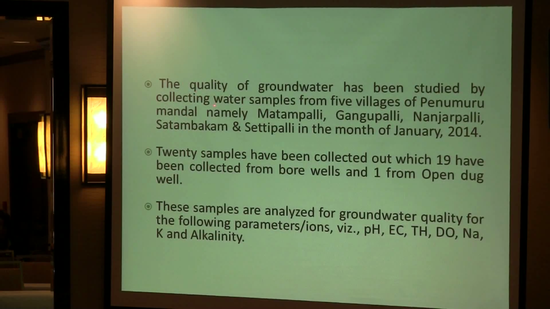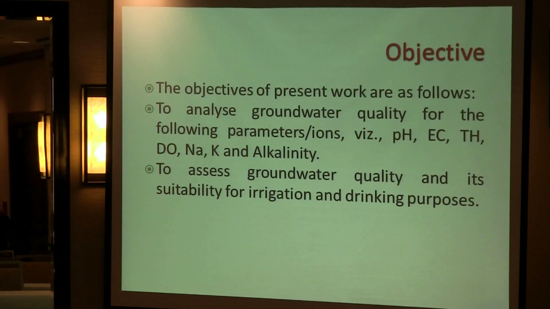The quality of groundwater has been studied mostly by collecting water samples from the villages. These are a few of the villages, the names, Penuru, like that. We took a random 20 samples, collecting 19 samples from bore wells and 1 from an open dug well. These samples were tested for quality in terms of pollutant levels like pH, EC, TH, DO, sodium, potassium, and alkalinity.